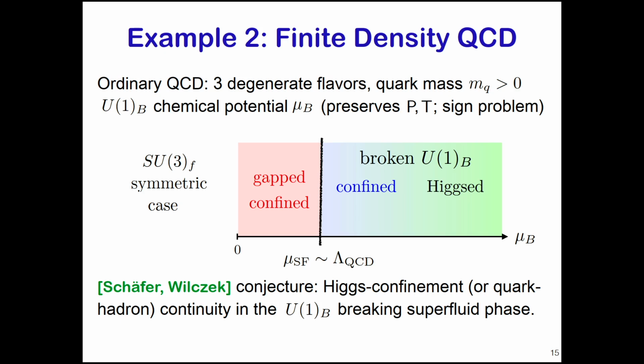I will say that immediately after Schaefer and Wilczek, we pointed out that this is completely unlikely in the real world because of the strange quark mass. If you look at the set of things that have to happen to get from neutron matter up to CFL, there's a lot of things that have to happen.